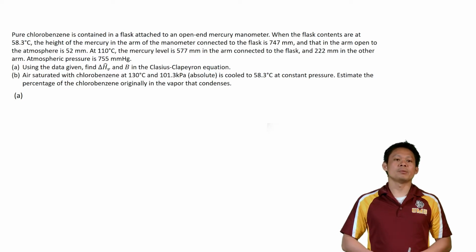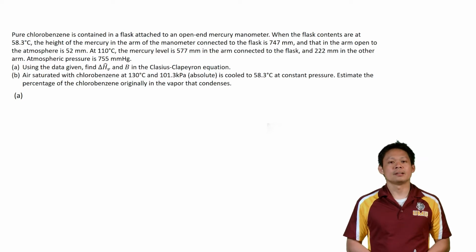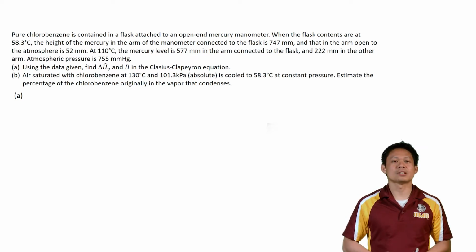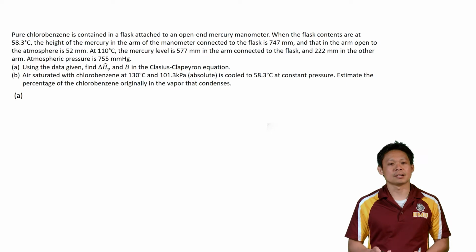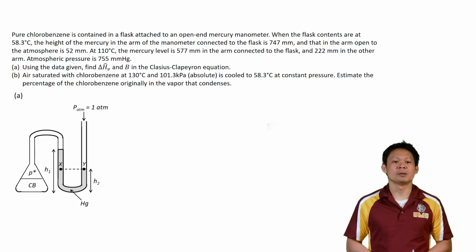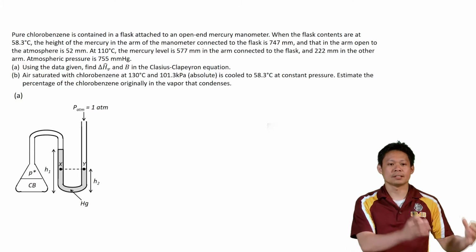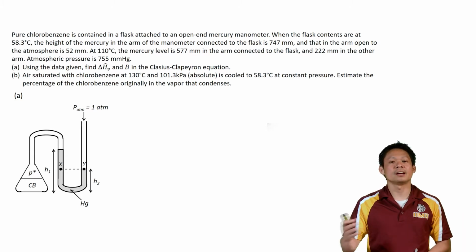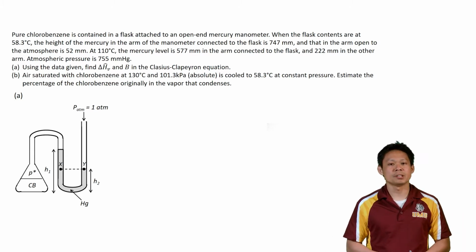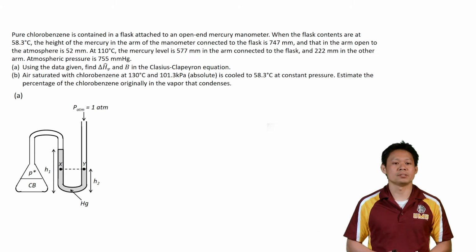So let's start with A, where we're looking at pretty much a review of manometers. And to try to understand the heights in those arms, let's draw a diagram to help us understand this. Here is our manometer setup. On one end, we have our chlorobenzene, so it's connected to this flask. And on the other end, this is an open-end mercury manometer, which means that it is open to atmosphere.